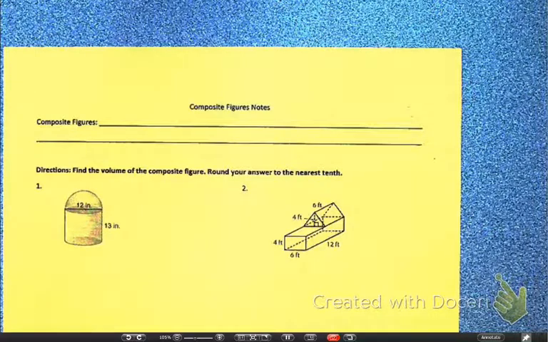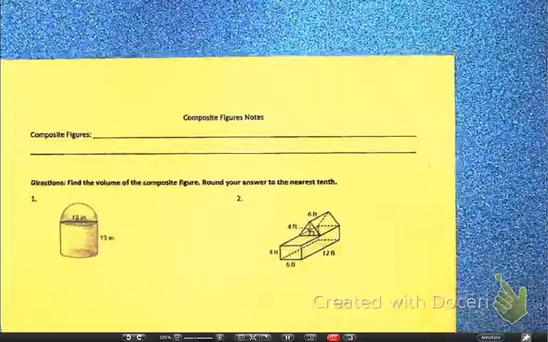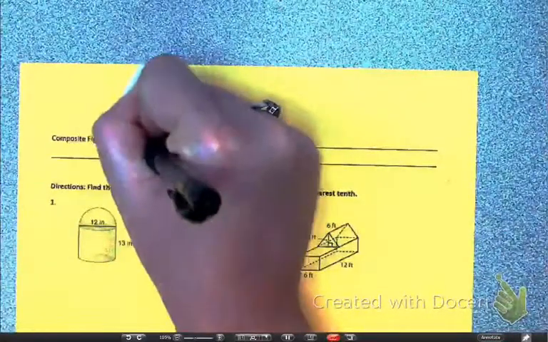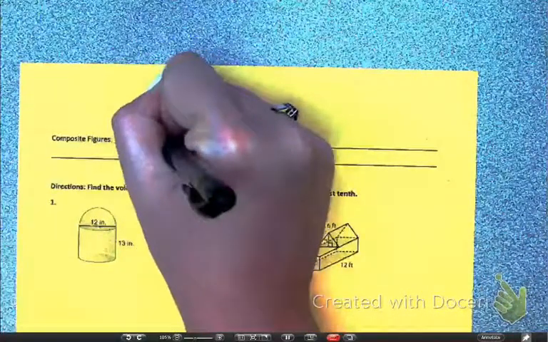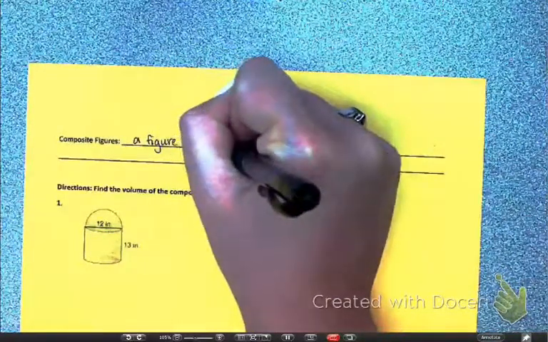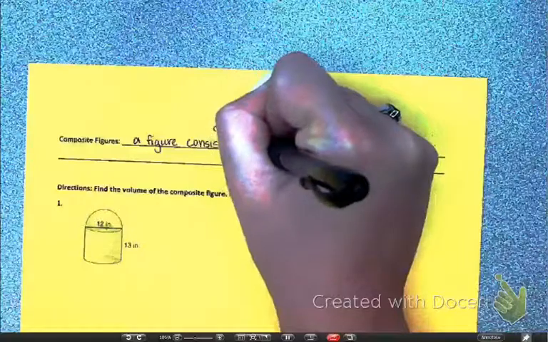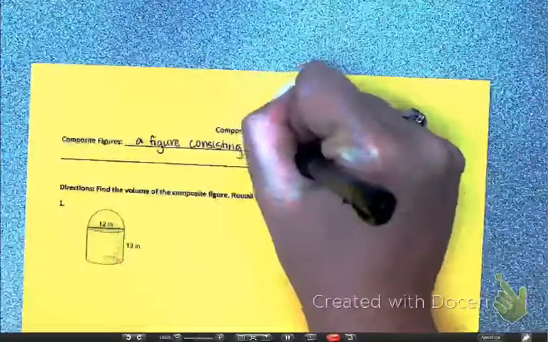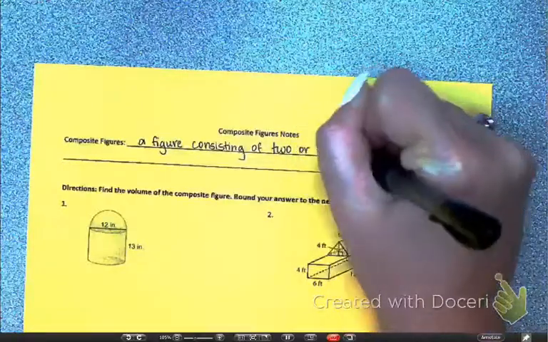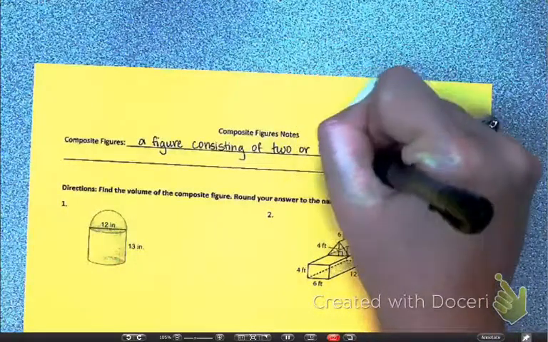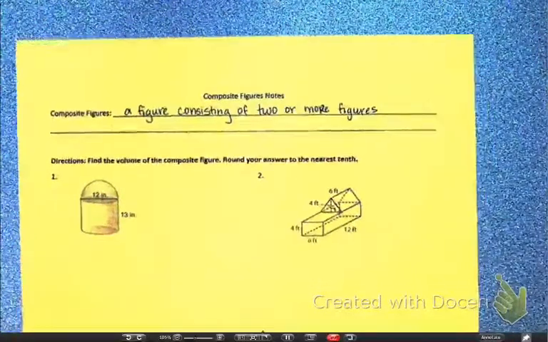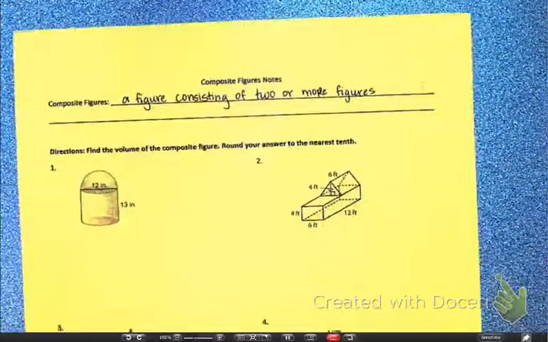All right, so you can write however you want, but a figure consisting of 2 or more figures. You can use your definition, but a figure consisting of 2 or more figures.